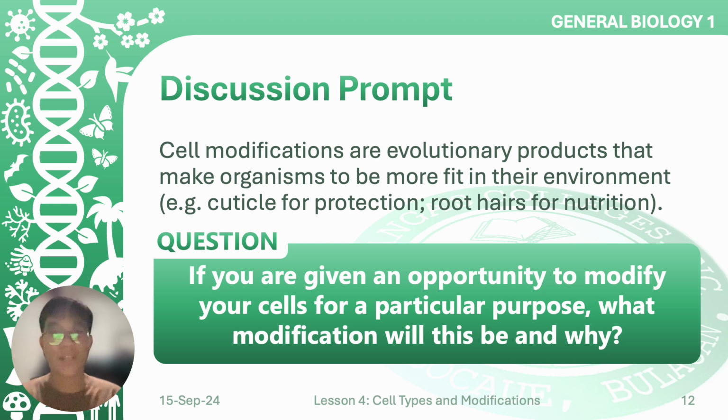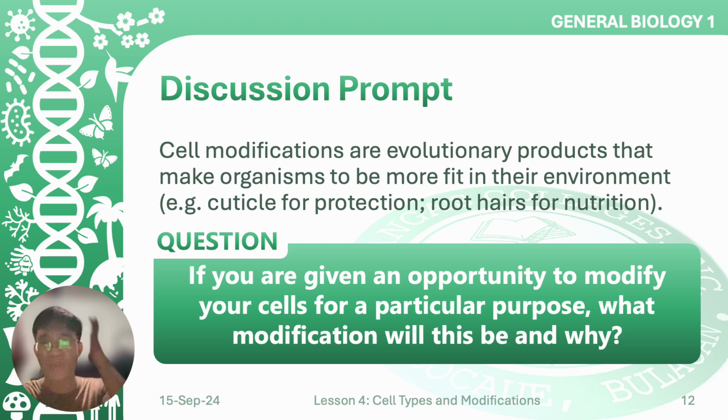And now here's a question. Cell modifications are actually evolutionary products that make organisms to be more fit in their environment. So for example, we have the cuticle that would enable protection, or root hairs to make nutrition more efficient. Now, if you're given an opportunity to modify your cells for a particular purpose, what modification will this be and why?